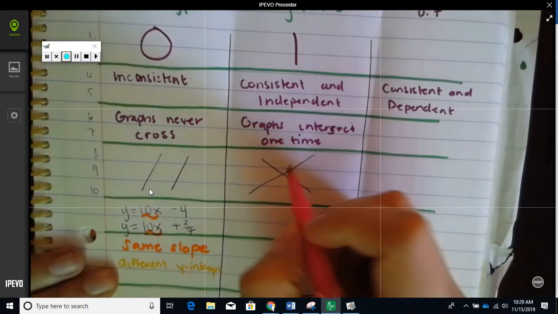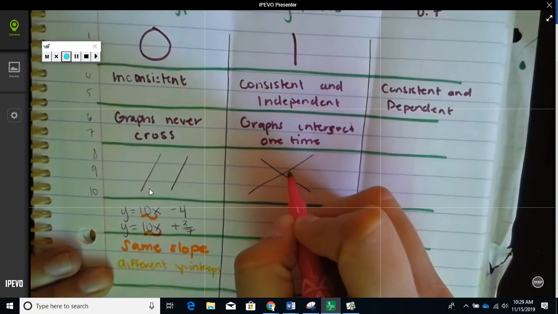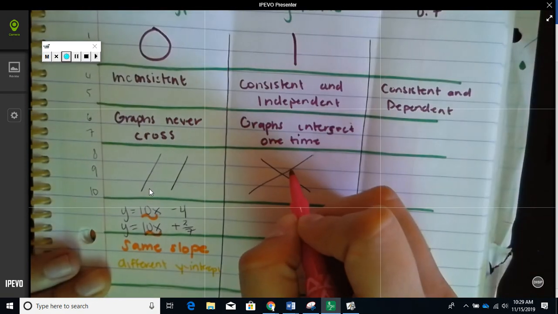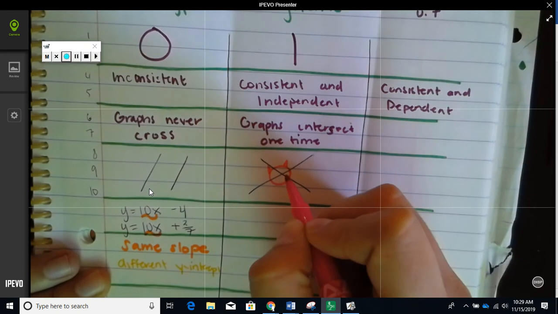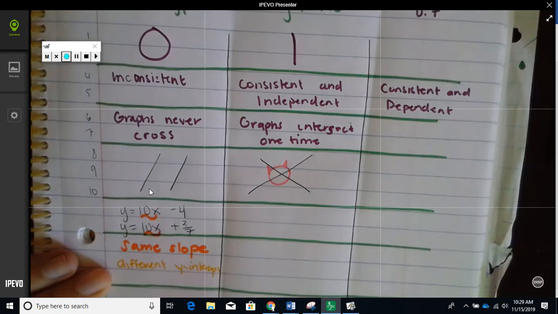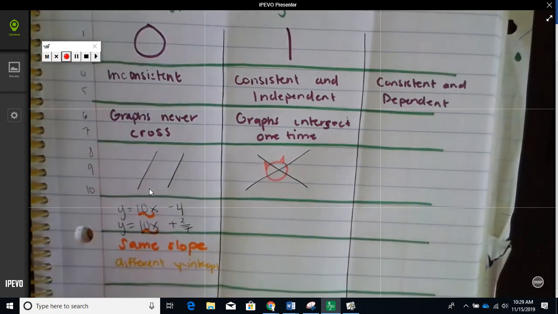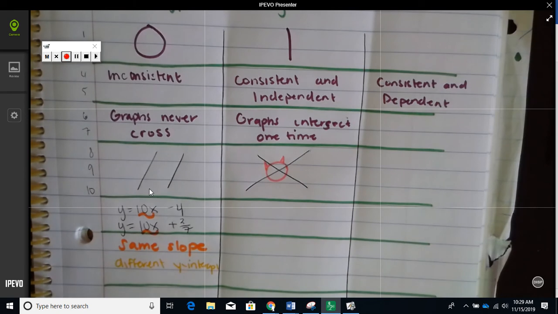Think about Ariana Grande when she says it crossed 1 time. No? The graphs cross 1 time. That's how she got inspiration for the song. She was doing algebra and she's like, wow, the lines cross 1 time. No? Okay, no one's laughing.